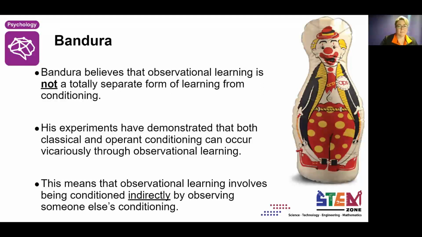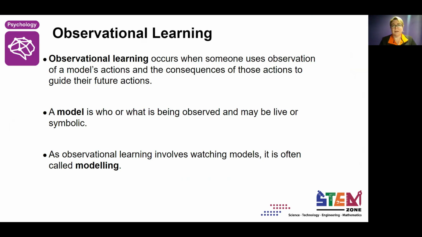It occurs when someone uses observation of a model's actions and the consequences of those actions. Now, a model is somebody that we're observing, and modeling is what they're doing. Okay, just a couple of terms there.